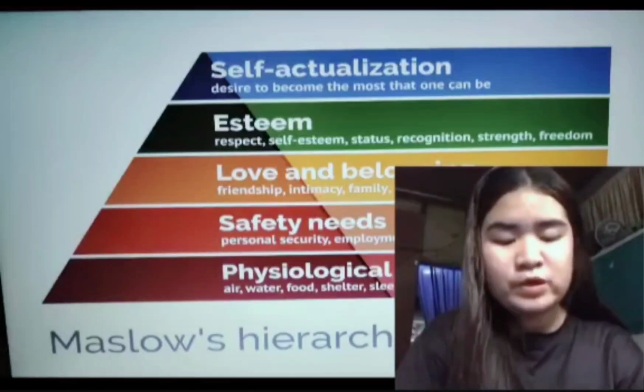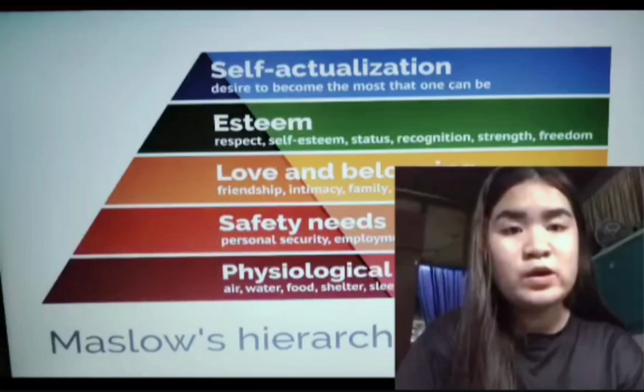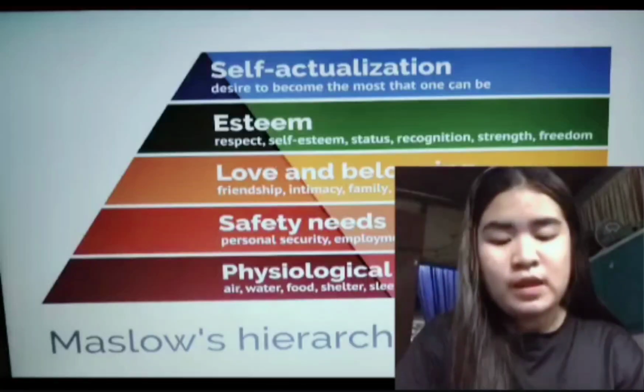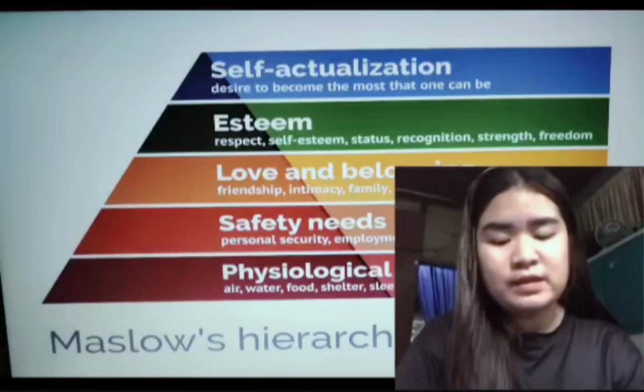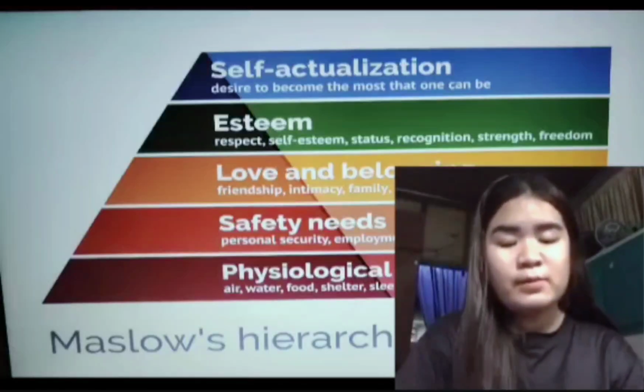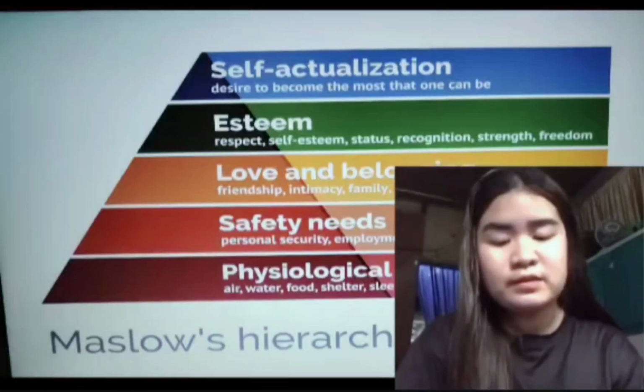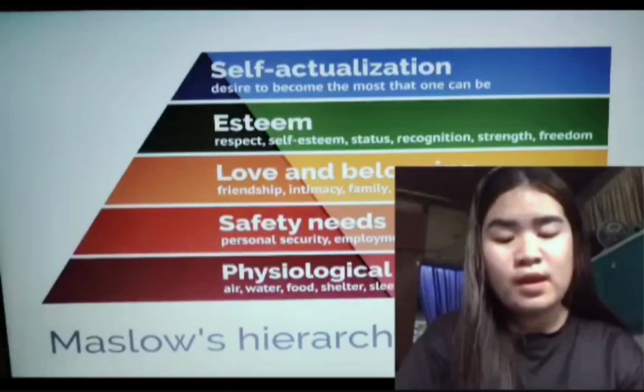Esteem refers to the fourth level of human needs in Maslow's hierarchy of needs. Self-esteem: first is self-respect, second is confidence, third is recognition, fourth is achievement, and five is prestige.